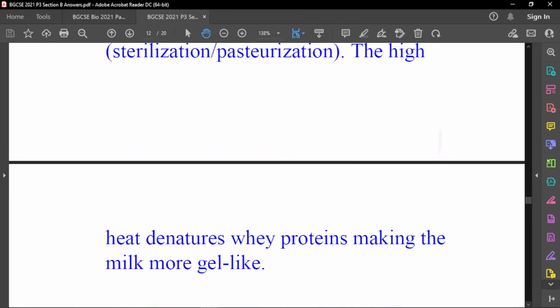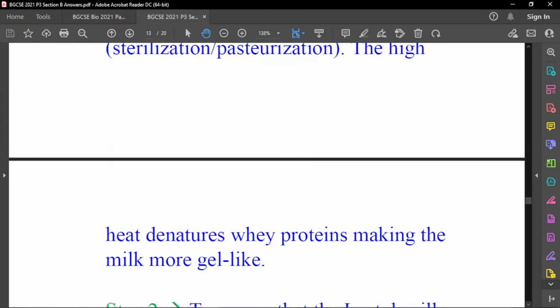So the high heat will denature the whey proteins and make the milk more gel-like. Because milk is separated into two parts, whey and curds. The curd is the harder part of the milk, and whey is the liquid part of the milk. So if you denature the proteins that make the whey, which is the liquid part, all you're going to get is more solid, jelly-like milk. So that's the purpose for the heat process, right?